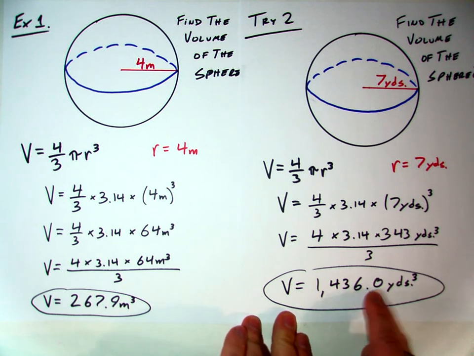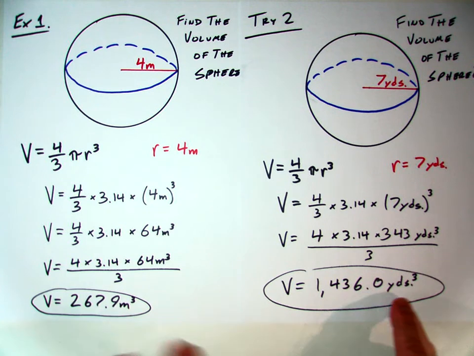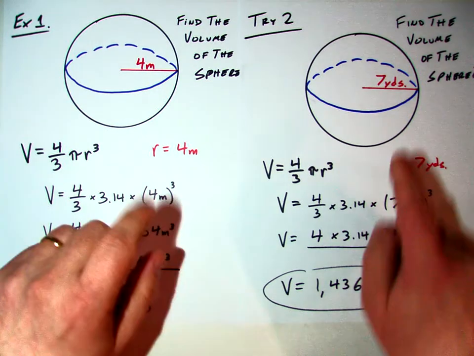1,436.0. It's important to show that it's 0.0 because that way you show that you're paying attention to your units, and it's yards cubed. That's the volume for this sphere. All right? Next example.